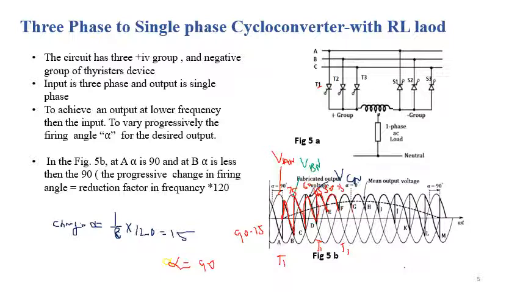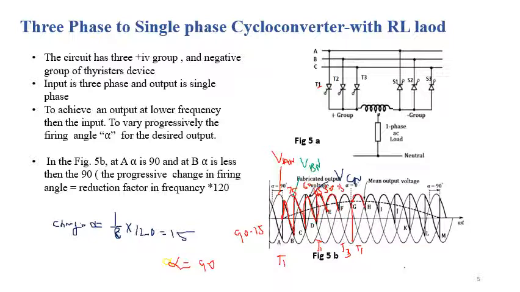So at point G, again we need to trigger the thyristor T1, and at what value of alpha? In this case the alpha will be 0, since the previous value of alpha is 15, so 15 minus 15 is equal to 0. So at alpha equal to 0 we are getting this voltage up to H.